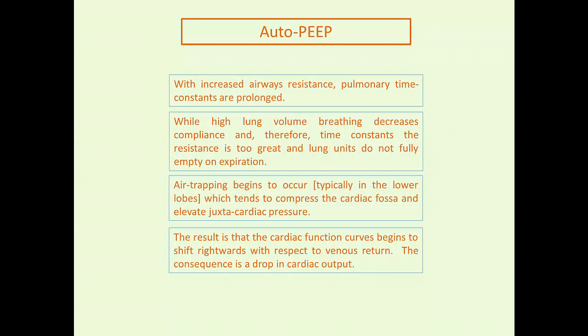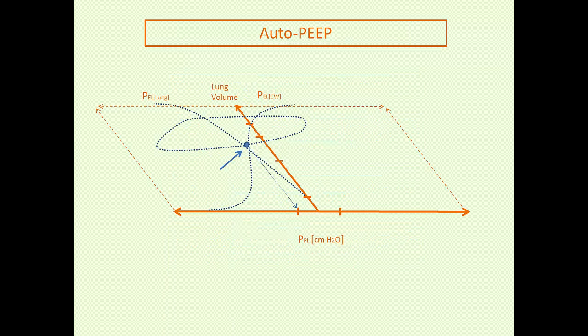And what this can do is shift the cardiac function curve rightwards with respect to, at least, the right heart cardiac function curve rightwards with respect to venous return, and can lead to a drop in cardiac output. And this is very similar to the physiology of PEEP that I talk about in the chapter at the end of chapter 3. So what does Autopeep look like in this marriage of the Campbell and Gaytan analysis?